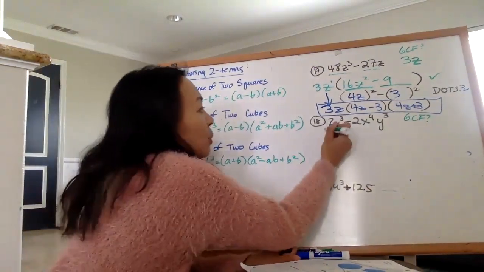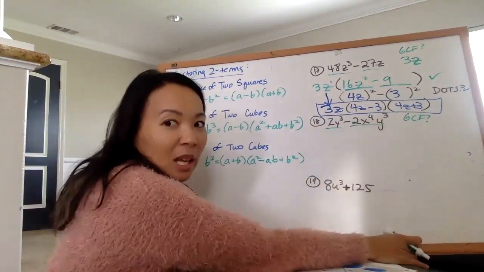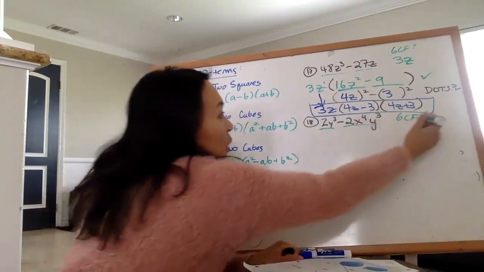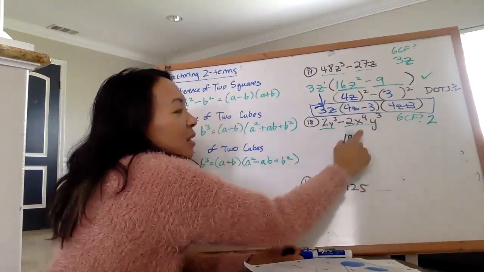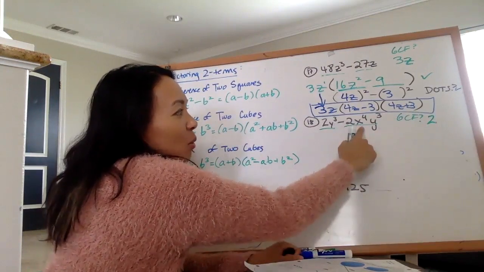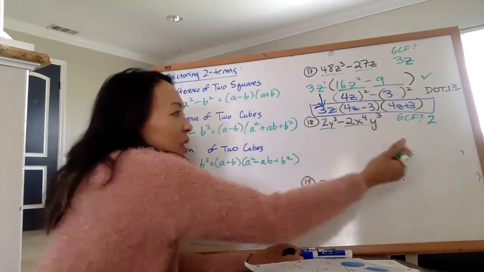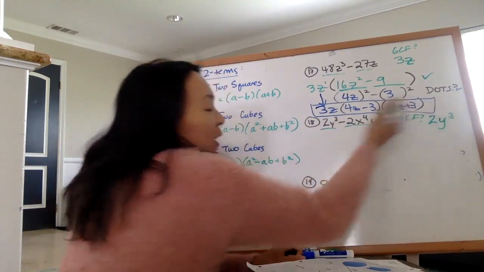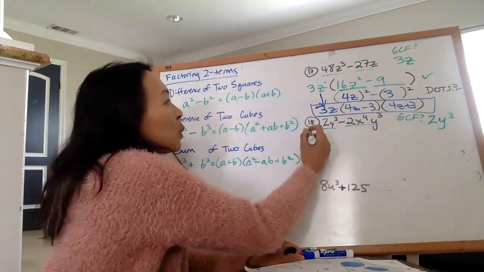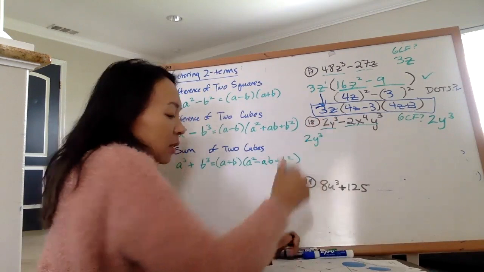So I have 2 terms. What do they both have in common? They both have a 2. What else? Do they have an x in common? Nope. They have a y cubed and a y cubed here. So 2y cubed is the GCF. So I'm going to pull out the GCF.